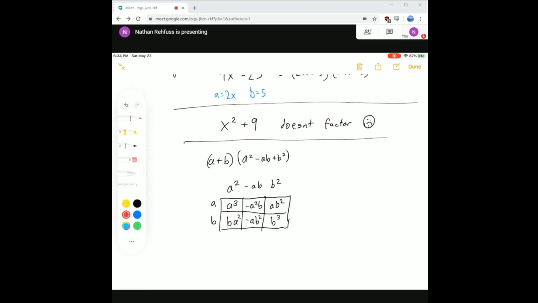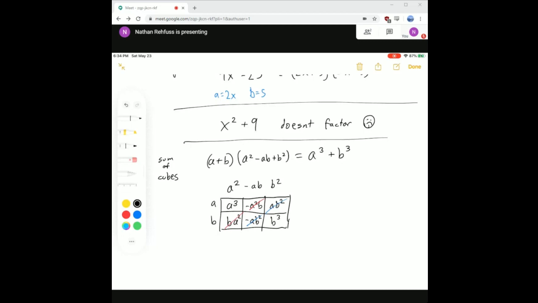Well, check this out. This is wild. B times a squared and negative a squared times b are the same number, so they cancel out. And ab squared and negative ab squared, those are the same number but opposite, so they cancel out. And we're just left with a cubed plus b cubed. This is called a sum of cubes, and once in a blue moon, it's very handy.